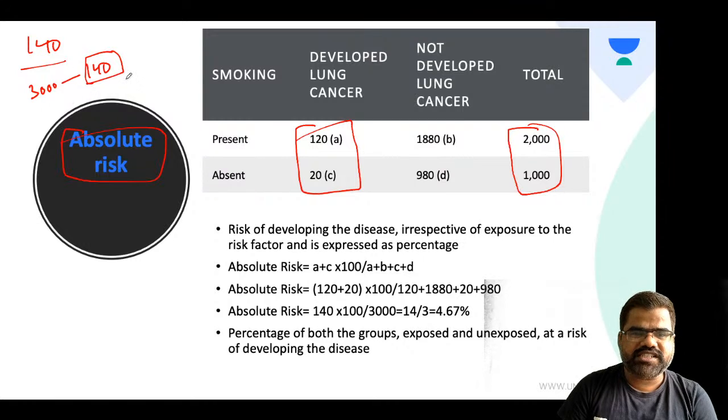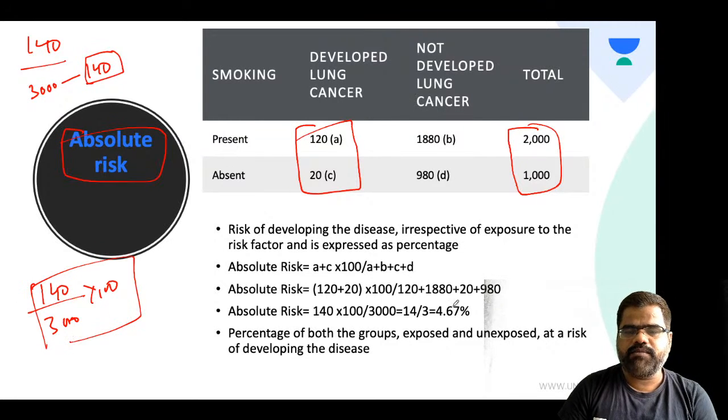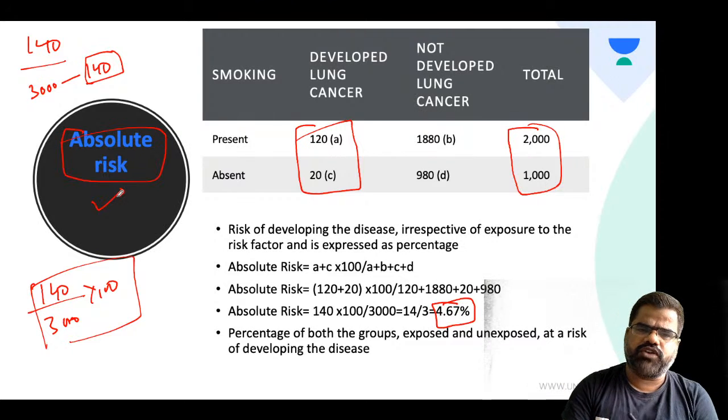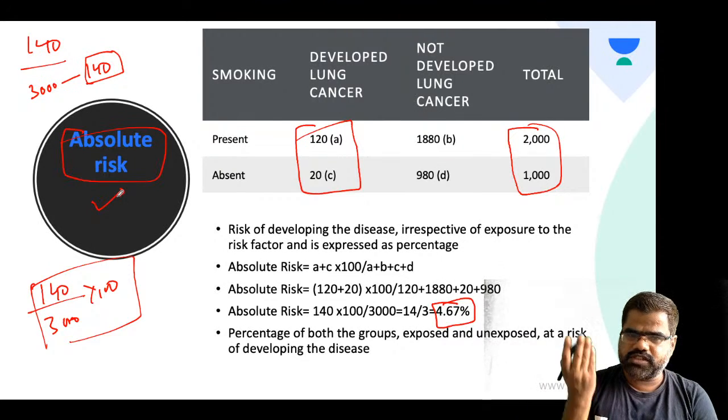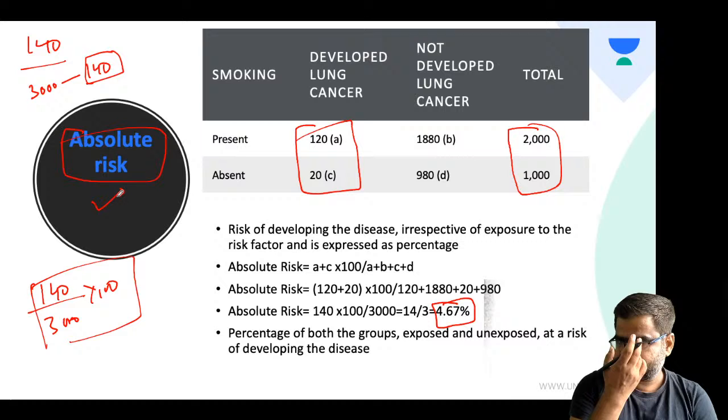Can you express this in percentage? So what will you do, students? 140 divided by 3000 into 100. So if you calculate this percentage, it comes to 4.67%. So this is your absolute risk. Simple. Out of total population, 140 people developed lung cancer. So this is your absolute risk. It is expressed in percentage.